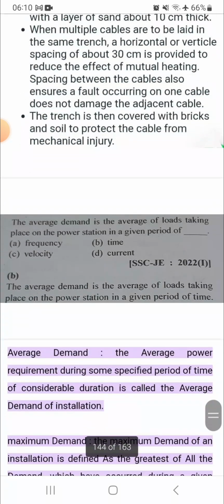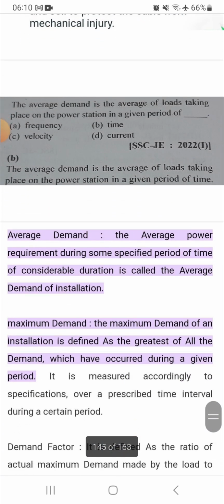Okay. Next one. The average demand is the average of loads taking place on the power station in a given period of: frequency, time, velocity, or current. Option B, time, is the right answer. What is average demand? The average power requirement during some specified period of time of considerable duration is called the average demand of the installation. Maximum demand of an installation is defined as the greatest of all the demands which have occurred during a given period.